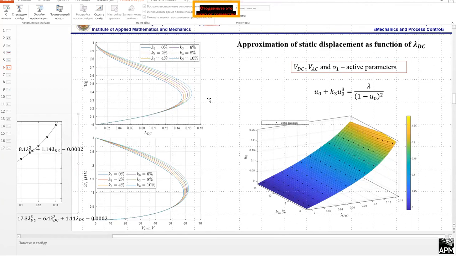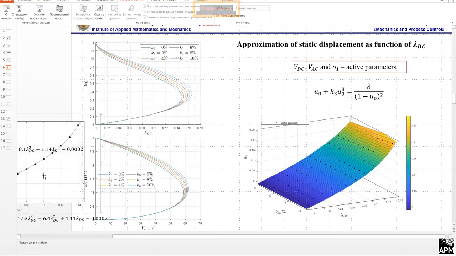Below is the result of approximation of static deflection function depending on parameter lambda dc. You can see this. It's necessary because all system parameters must be expressed through active parameters. Active parameters are voltages, constant and variable, and sigma one, the frequency detuning. All the parameters must be expressed through these active parameters to apply a continuation method in future.